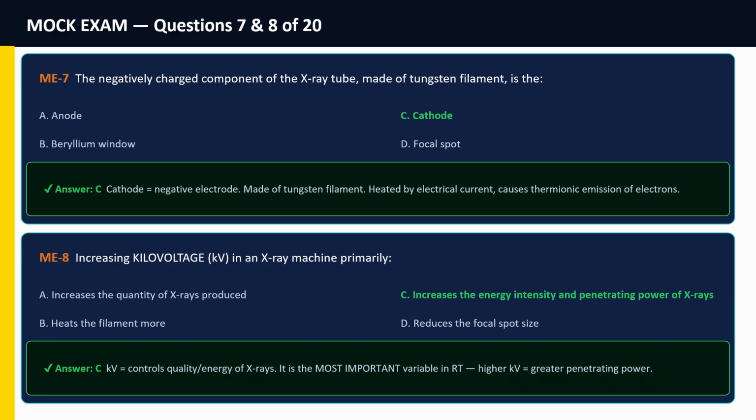So for examination purposes, cathode equals electron source. Anode equals target. mA equals quantity. kV equals energy and penetrating capability. These four relationships should be automatic before you move into advanced radiographic technique.